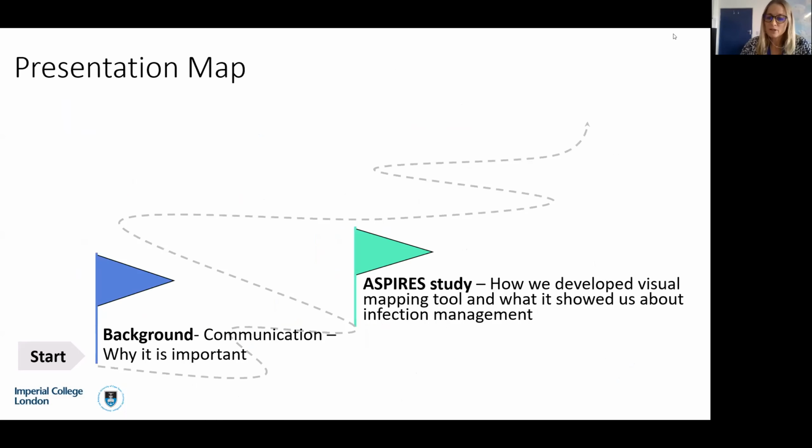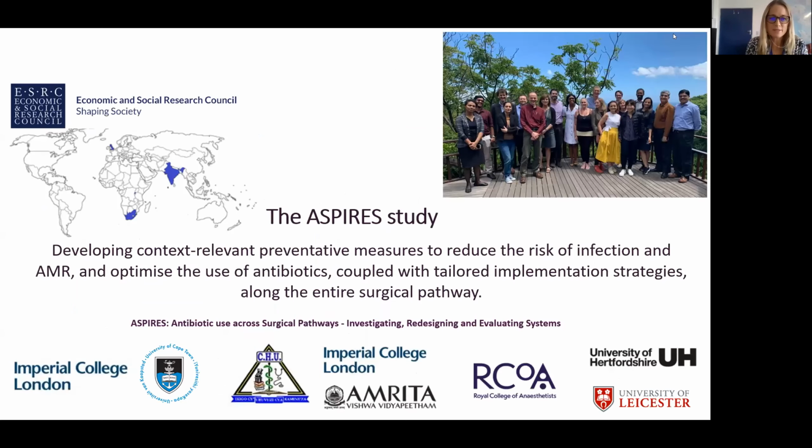Now to carry on and tell you a little bit more about the ASPIRE study, which many of you are well aware of. Many of you have been participants in the ASPIRE study. This study aimed to look at optimizing antibiotic use along the surgical pathway. Ismita Charani was the project lead, and Mark was the South African PI for the study. This study was conducted across 3 countries. It started in the UK, and then was also carried out in South Africa and in India.